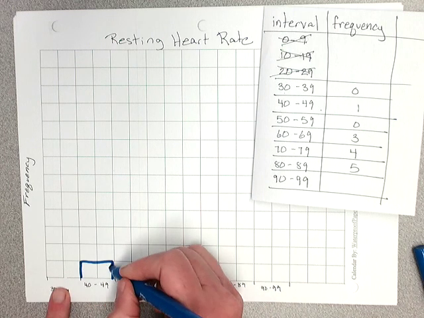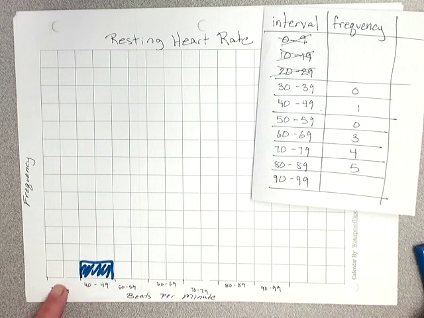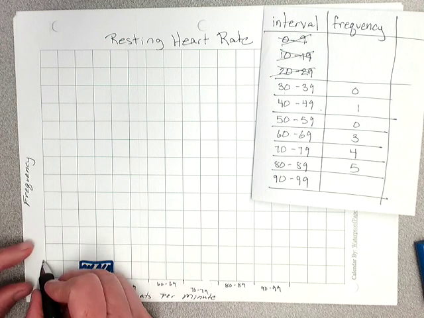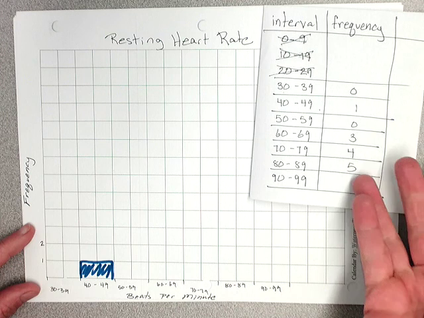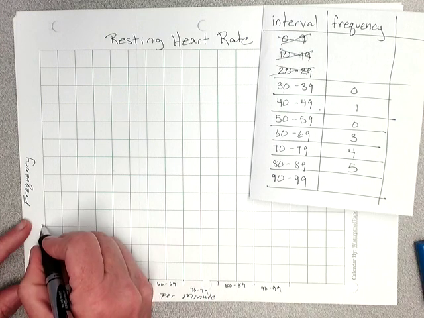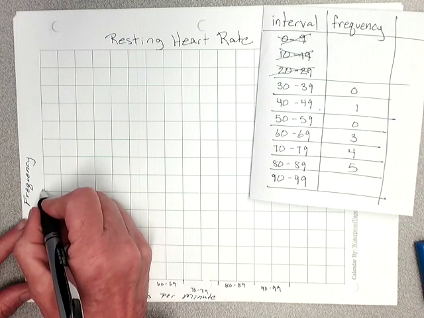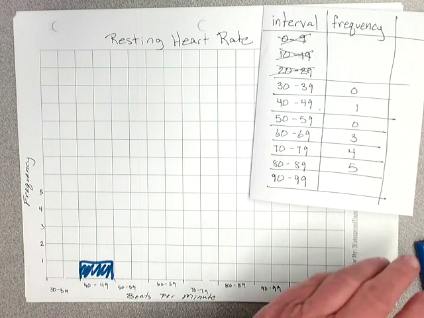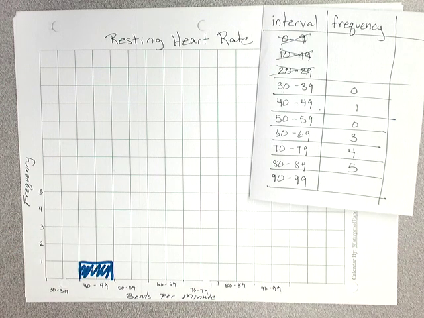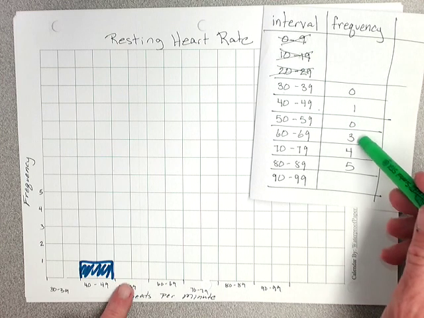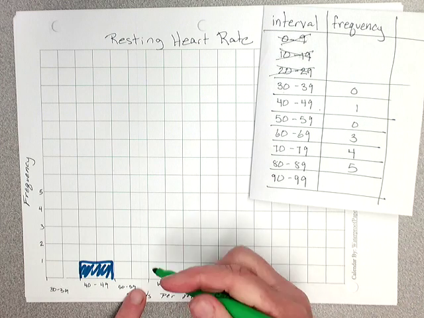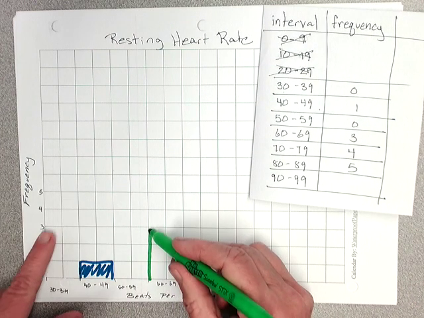I better have this labeled if it's by 1s or 5s or whatever. Mine is by 1s because it only goes up to 5 points. Next, in the 50s, I have 0 in the 50s. The 60s, I have 3. So in my 60s grouping, I'm going to come up to the 3 line.